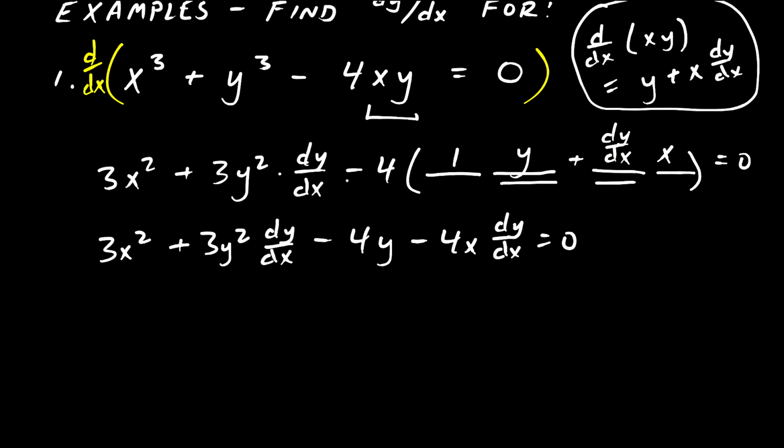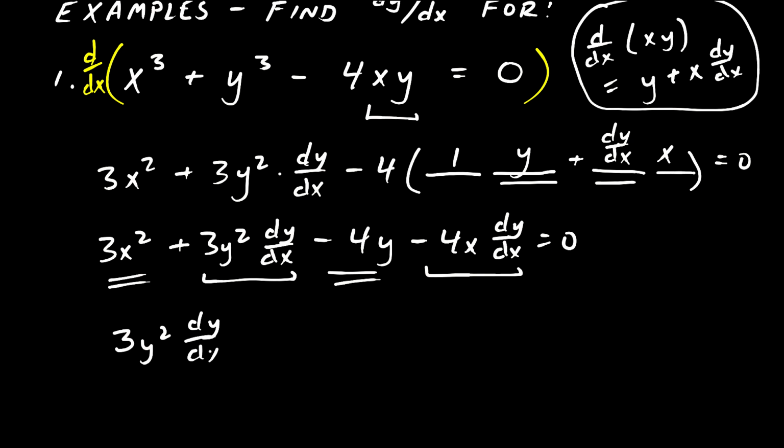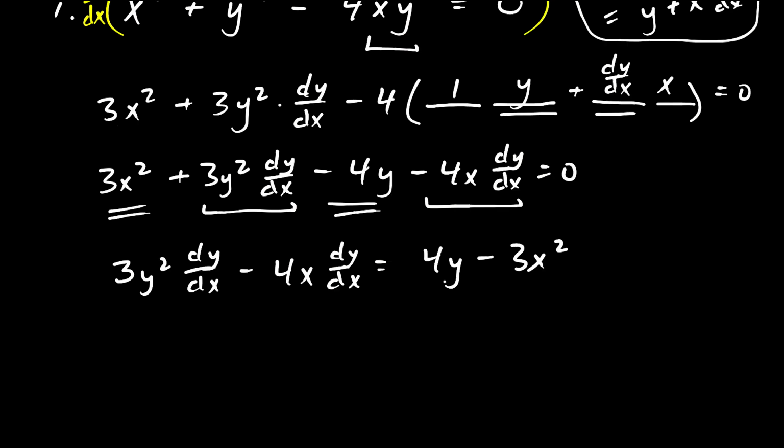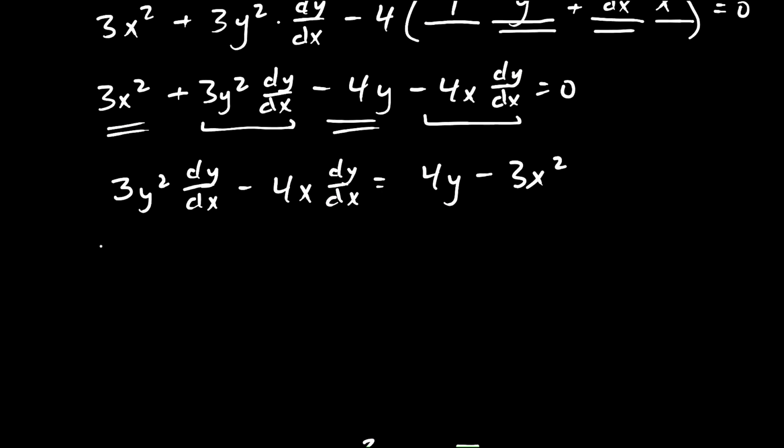And that minus sign is something to watch out for. Common mistake, people forget to distribute it. So we're going to go ahead and collect the dy dx terms right here, and we'll kick these other terms off to the other side. And that means we're going to have 3y squared dy dx minus 4x dy dx equals, we'd have 4y minus 3x squared. And we simply factor out that dy dx.